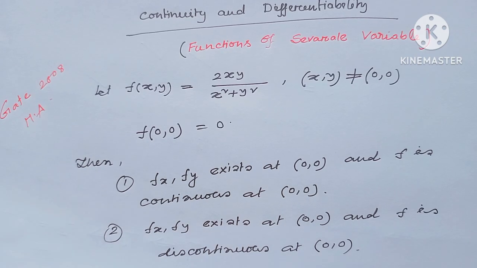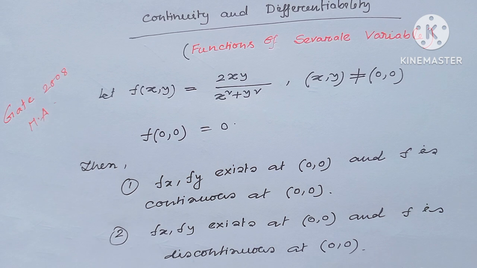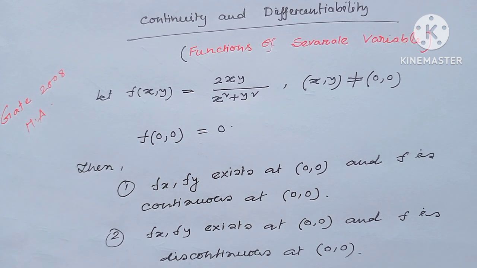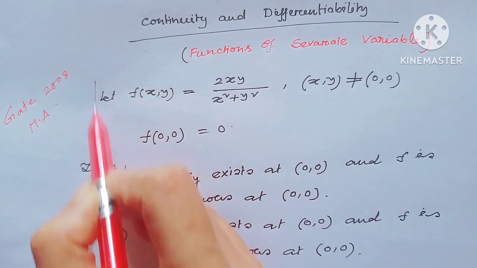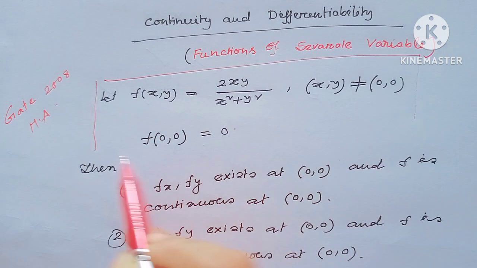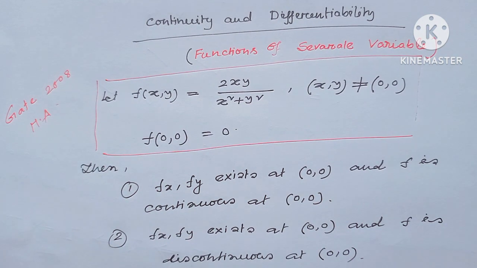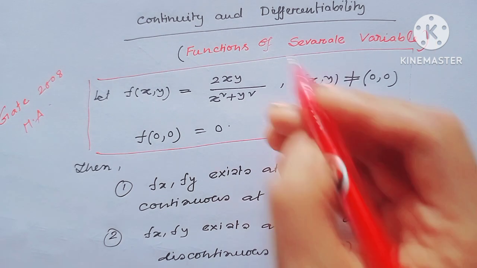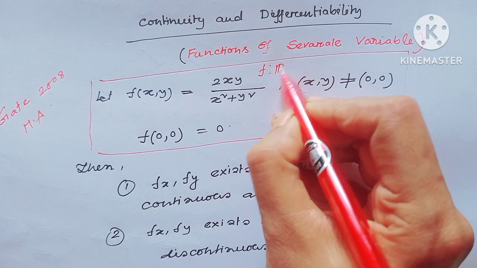First question, which had come in GATE 2008 MA exam. The question is, let f(x,y) equal to 2xy over x square plus y square when (x,y) not equal to (0,0), and f(0,0) equal to 0, at the point (0,0) the value of the function is 0. Obviously, this is a map from R2 to R.